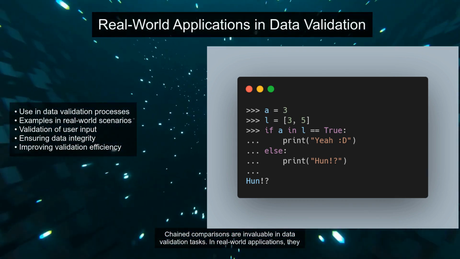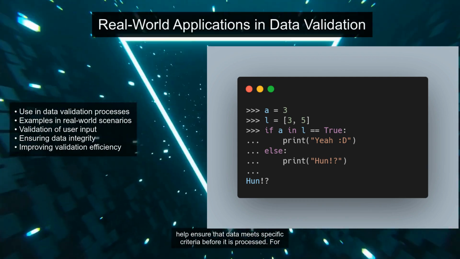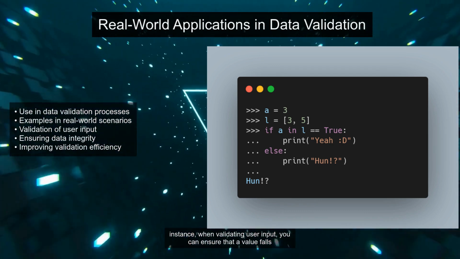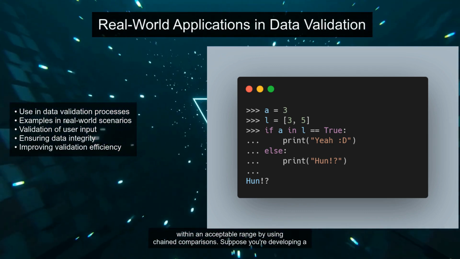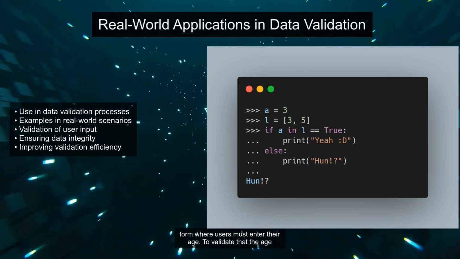Chained comparisons are invaluable in data validation tasks. In real-world applications, they help ensure that data meets specific criteria before it is processed. For instance, when validating user input, you can ensure that a value falls within an acceptable range by using chained comparisons. Suppose you're developing a form where users must enter their age.